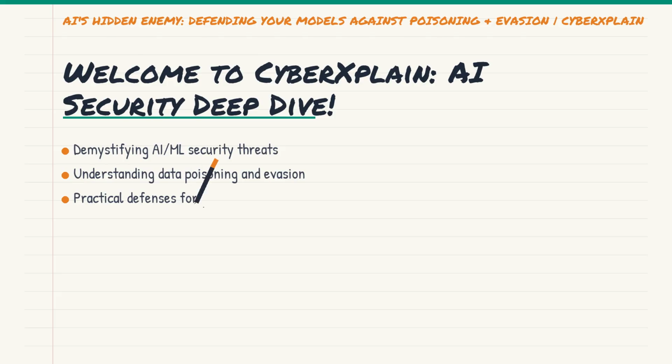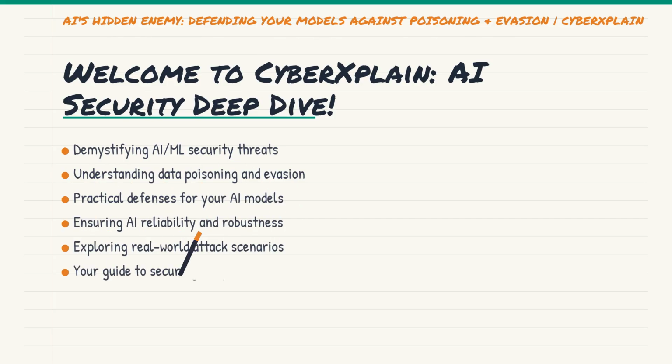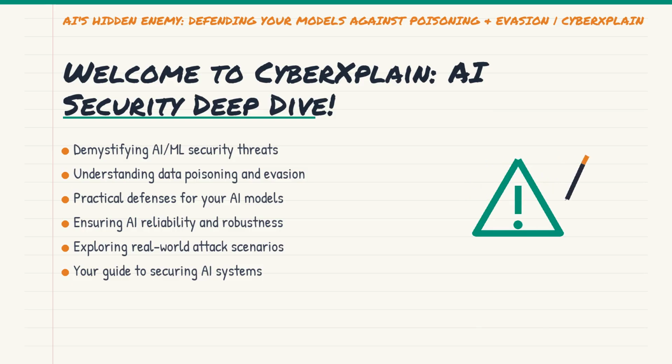Grab your favorite beverage, because today we are diving into a super fascinating and increasingly critical area, the security of our AI and machine learning models. We all love the power of AI, right? But with great power comes, well, potential for some pretty tricky attacks that can make our AI go haywire. We are talking about things like data poisoning and evasion attacks. Sounds a bit sci-fi, but trust me, it's very real. Our goal today is to demystify these threats and arm you with practical defenses to keep your AI systems robust and reliable. Think of me as your friendly guide through the AI security jungle.